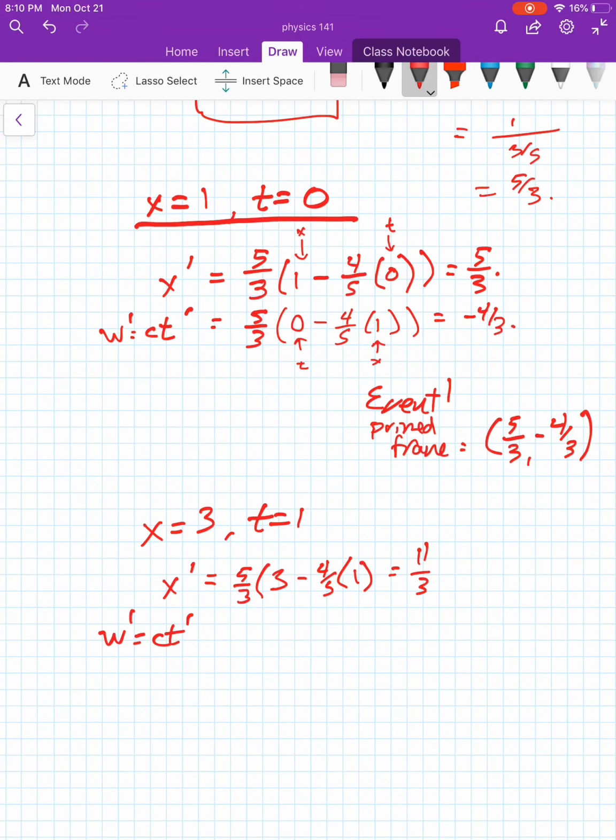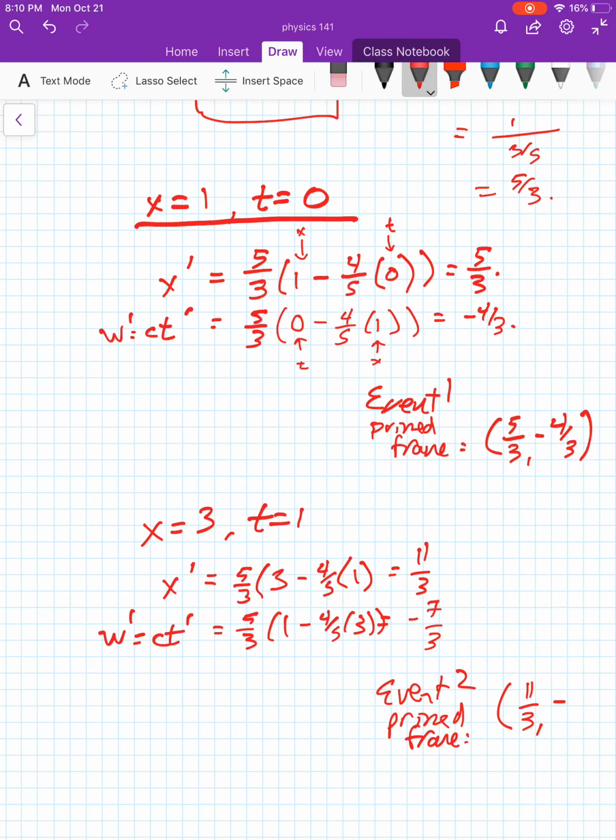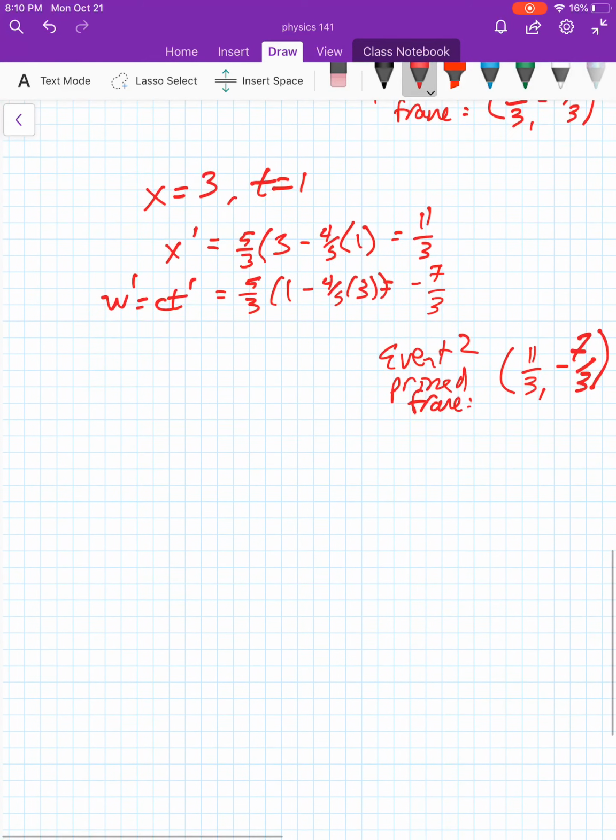W prime is equal to 5/3 times 1, minus 4/5 times 3, or, once you work all of that out, minus 7/3. Did I do that math right? So event 2 in the primed frame has space-time coordinates of 11/3 and minus 7/3. Okay, all right. So what does this mean?